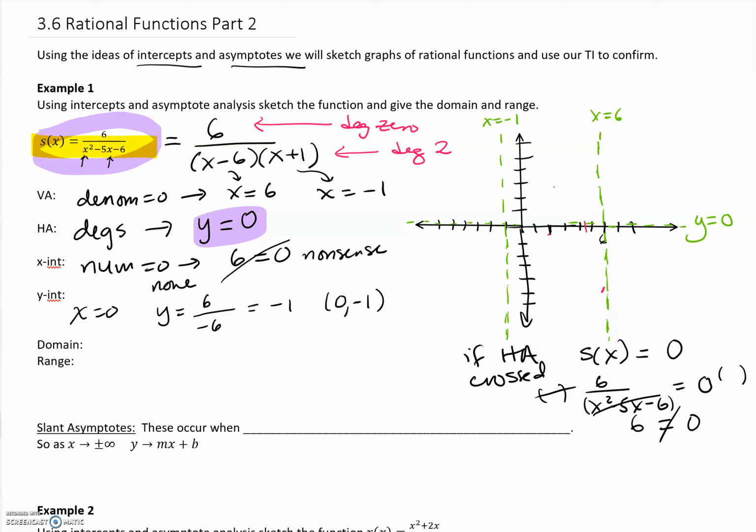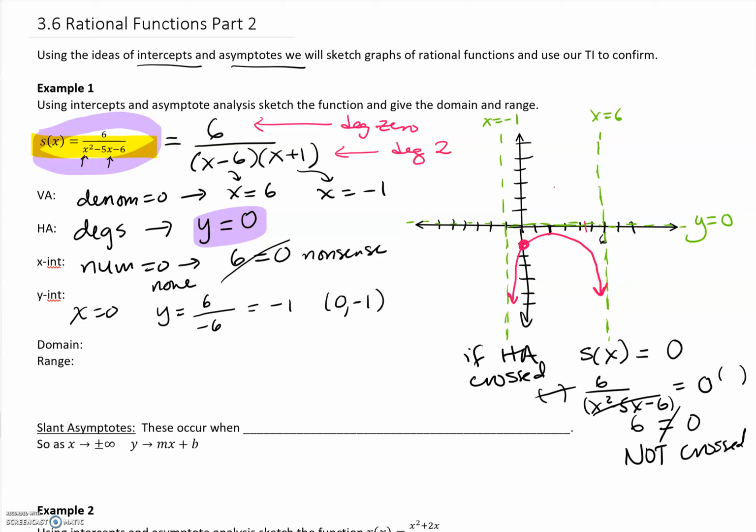So if the HA is crossed, when you set the horizontal asymptote equal to your function, you will get solutions, and that's when the horizontal asymptote will be crossed. So in this case, it's not crossed, which means if I have this point, the y-intercept on my graph, since the horizontal asymptote is not crossed, that point has no choice but to approach this guy and approach that guy. It cannot go up and cross the horizontal asymptote.